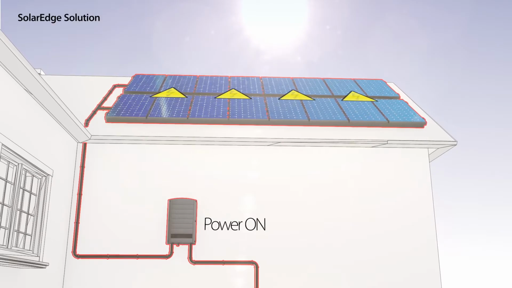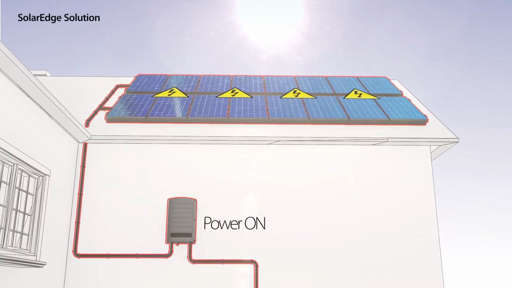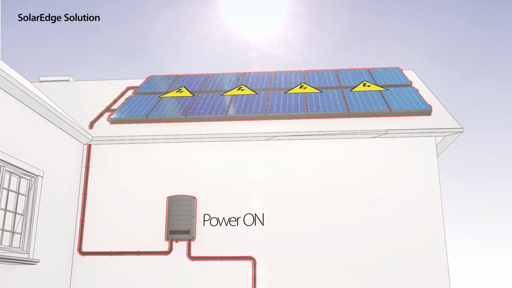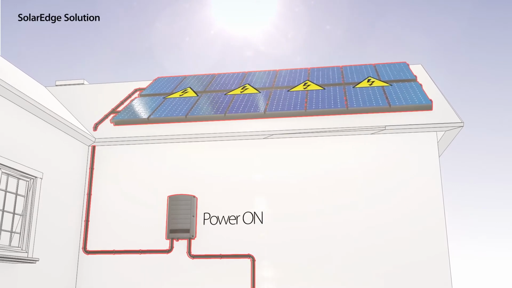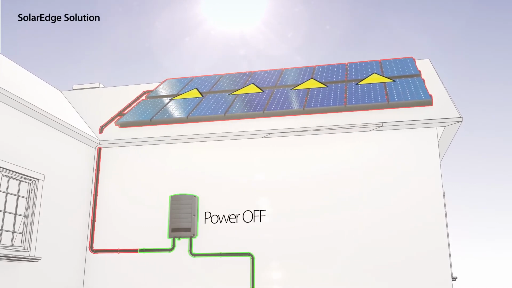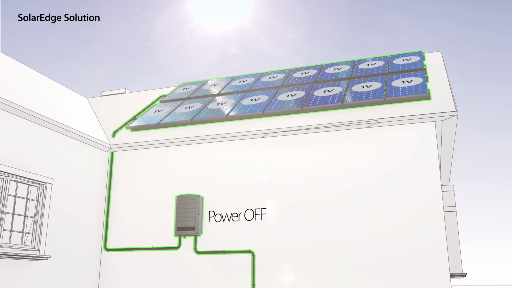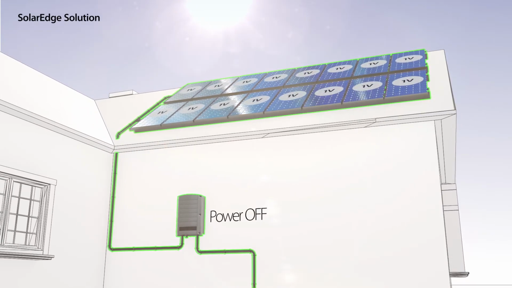In addition, we have incorporated panel-level safety mechanisms to protect installers, electricians, and firefighters. With the SolarEdge solution, whenever AC power is off, the string's DC high voltage is automatically reduced to a safe voltage. This solution meets new safety regulations in all significant PV markets around the world, as well as the 2014 National Electric Code in the U.S.